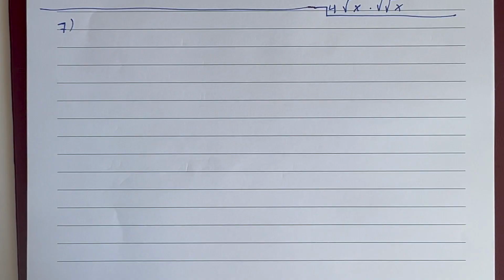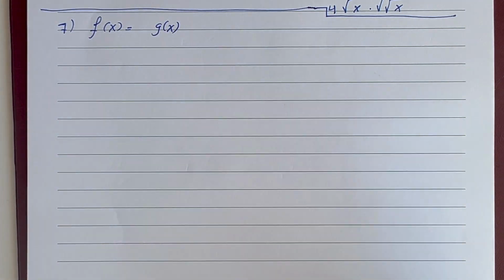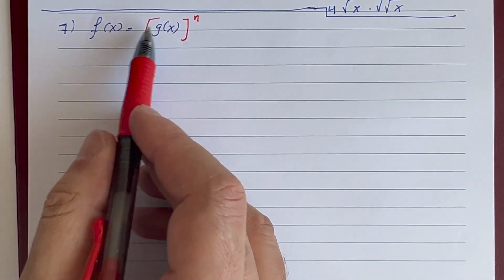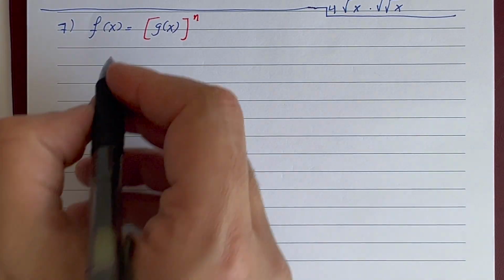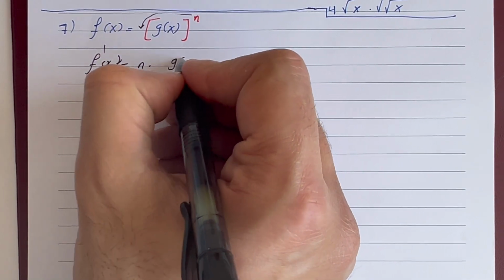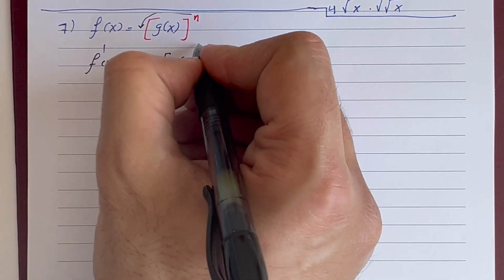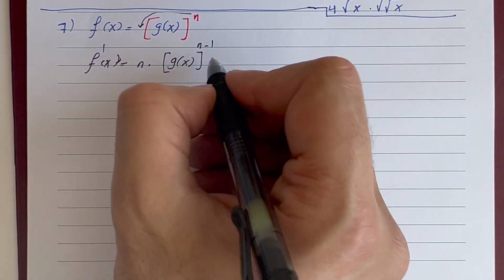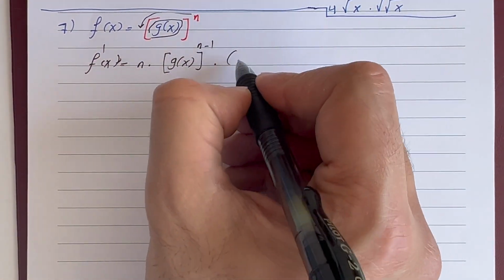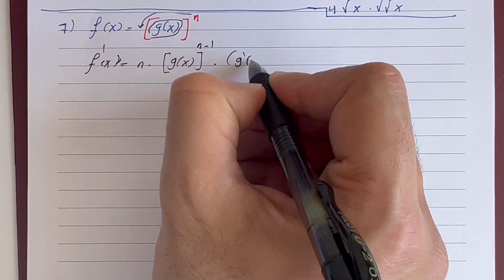Rule number 7. What if you have a function that has a power? So not only x, you have like a cocktail, you have a function. What will the derivative look like? You drop this number down and write the expression as it is, but the power will be subtracted by 1. Then finally, you take the derivative of what's inside the brackets, g prime x.